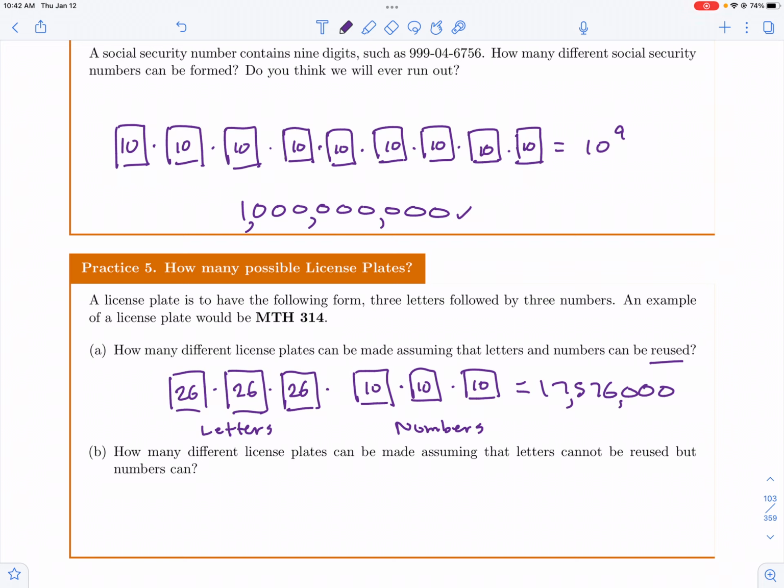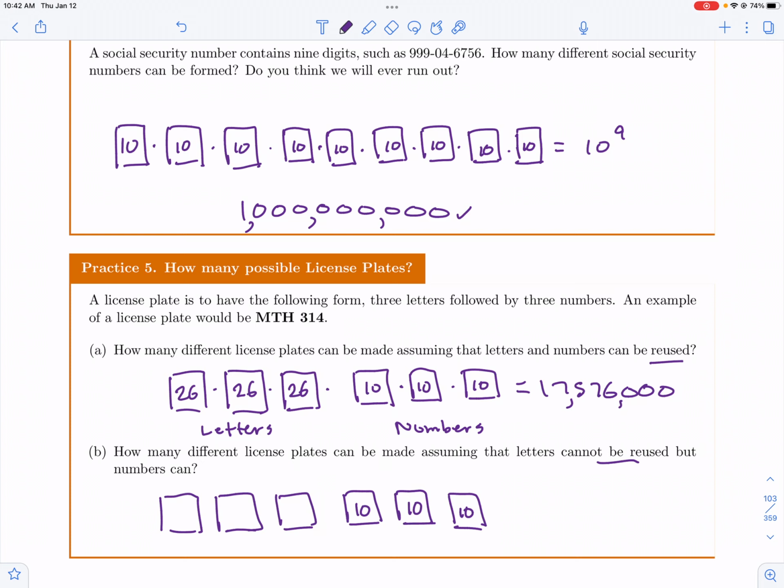All right. So finally, for the last one, we're going to trick it up a little bit. We're assuming that letters cannot be reused, but numbers can be reused. The setup is still the same. We're going to use our little box method and lay out exactly what our letters and numbers are going to look like. Since our numbers can be reused, this is not going to be any different from what we had above. We're just going to have 10, 10, and 10 in those spots.